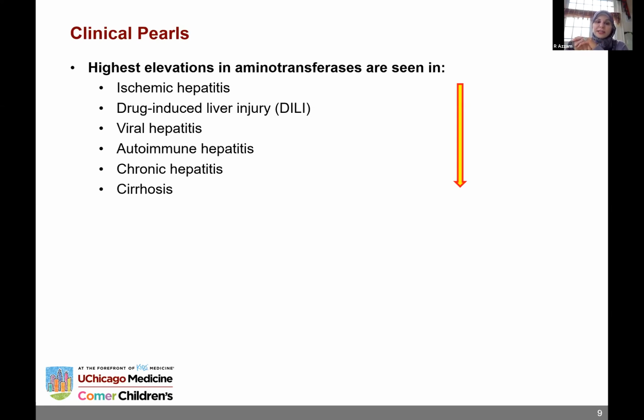Drug-induced liver injury is also second in line for how high these transaminases could go. So sometimes 2,000, 3,000, that is not uncommon.